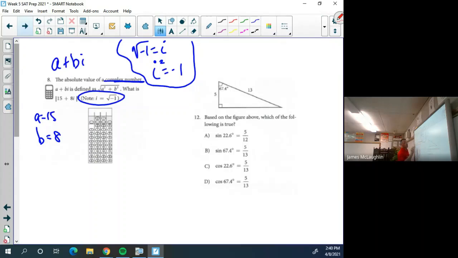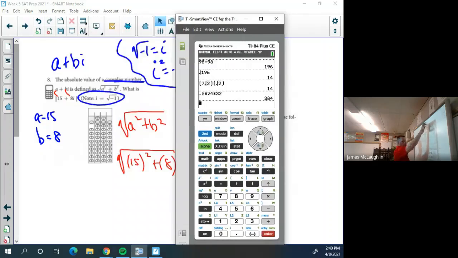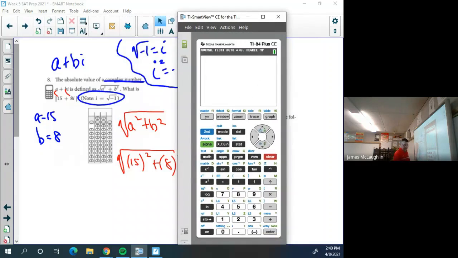Checking on out here, guys. A's right there, B's right there. So what they want you to find is the square root of a squared plus b squared. Well, the value of a is 15. The value of b is 8. For accuracy's sake, do it on your calculator. Take the square root of 15 squared and add that to 8 squared. Poof, the answer is 17.